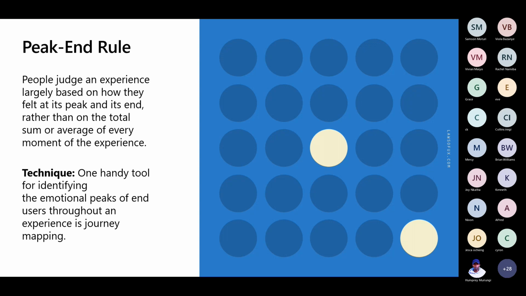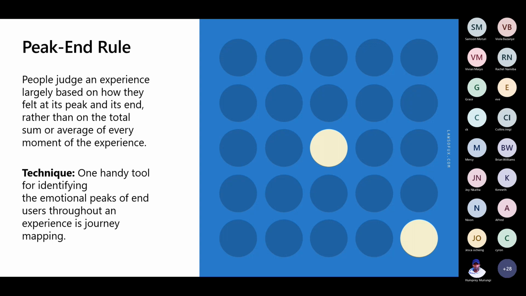And then we have the peak end rule. People usually judge an experience largely based on how they feel at its peak and at its end. So there are peak moments, like when you have failed to complete a task or there's an error that has shown up. You expected results or information to show and an error showed up and you're frustrated, like, I can't complete this task.